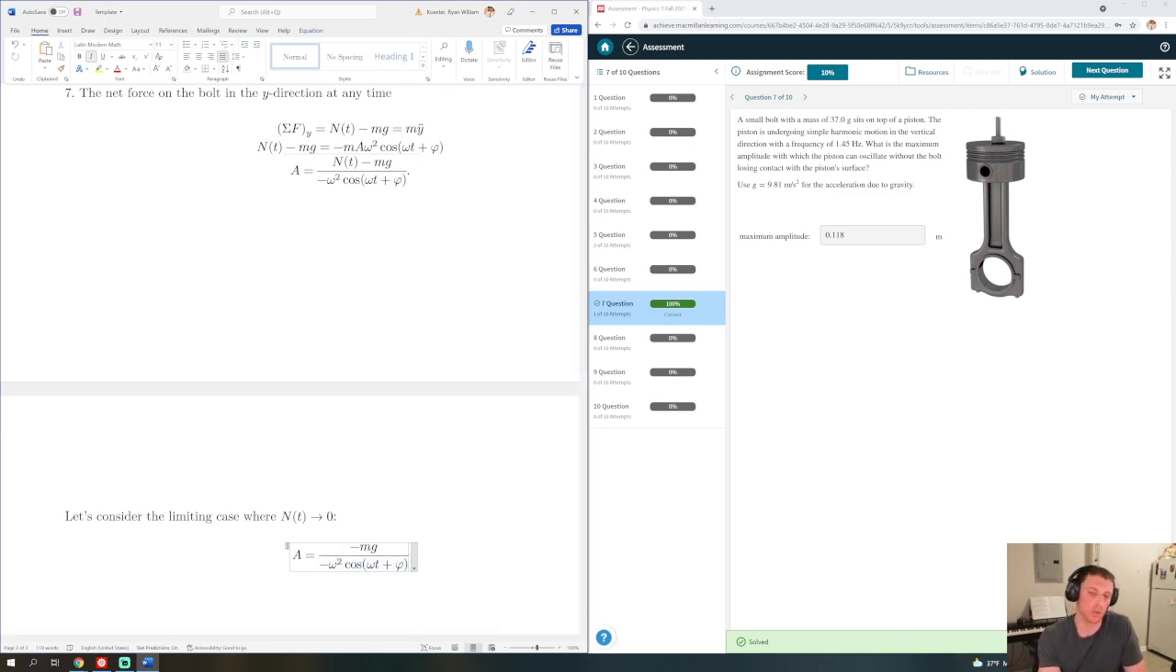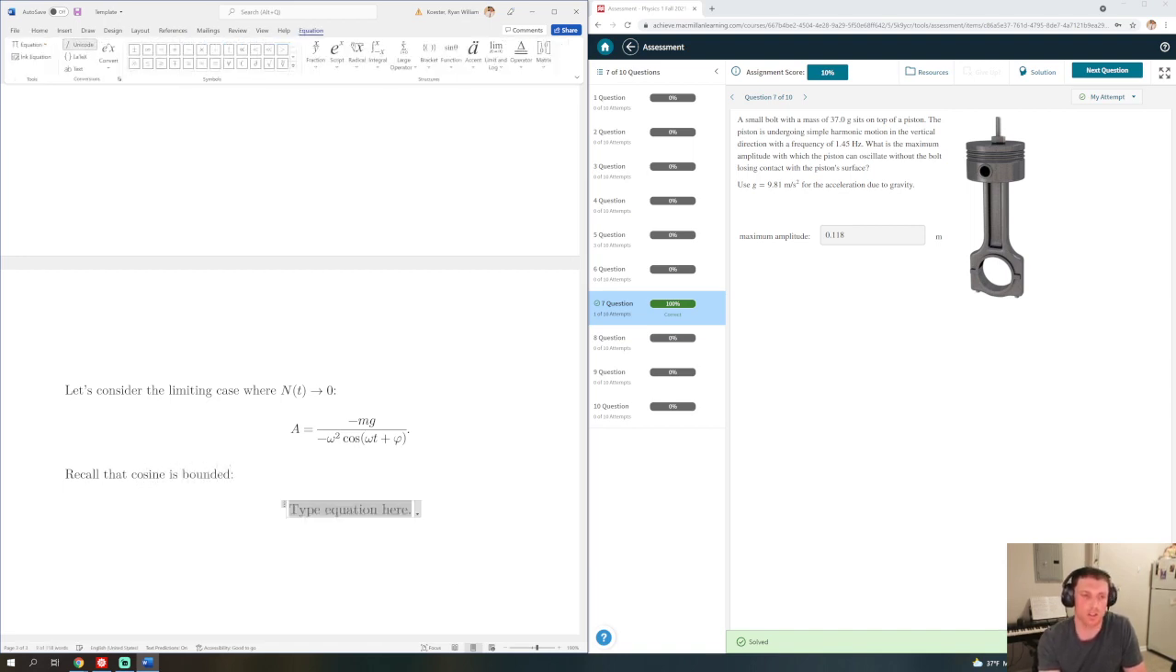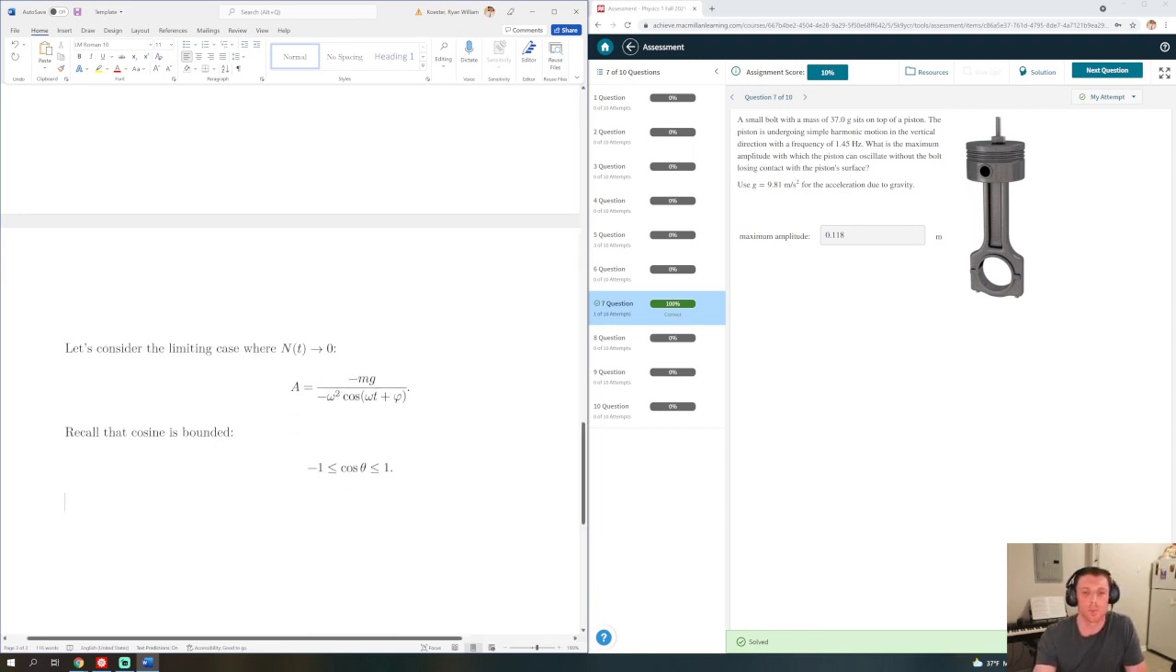And the final thing to do here is recall that cosine is bounded. What I mean by this, and I've said this a few different times already, but this is a good thing to keep in mind, is that cosine theta is always greater or equal to -1 and less than or equal to +1, right? You can convince yourself of this just by plotting cosine and looking at the graph, but I think we're probably all good with this. So we could write something like this.